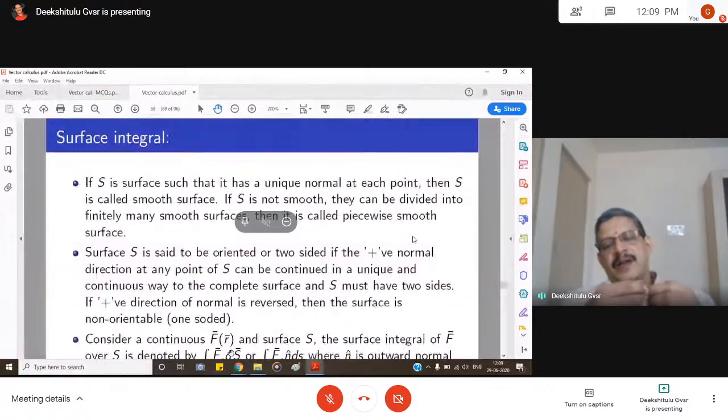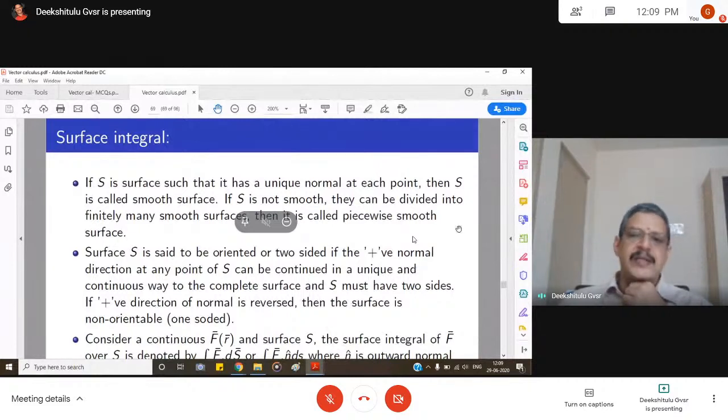So line integral means a curve in the xy plane. Surface integral means a surface in space. Consider a surface such that it has a unique normal at each point. So there are some conditions on the surface here, and we have to be very careful with that.